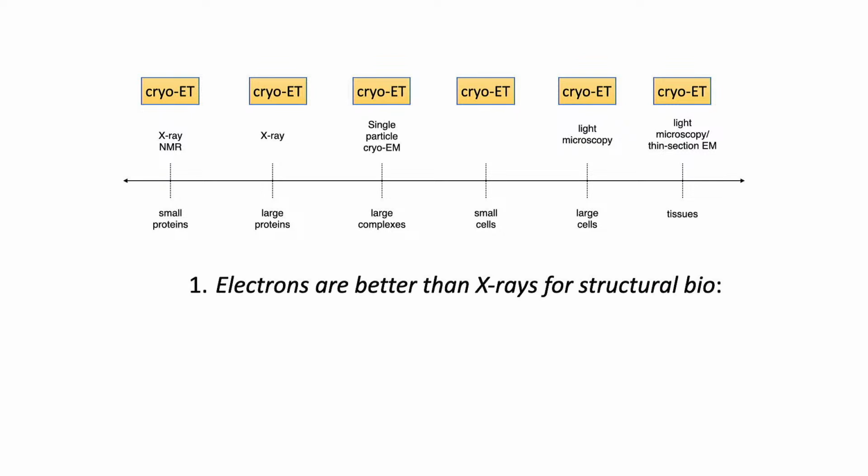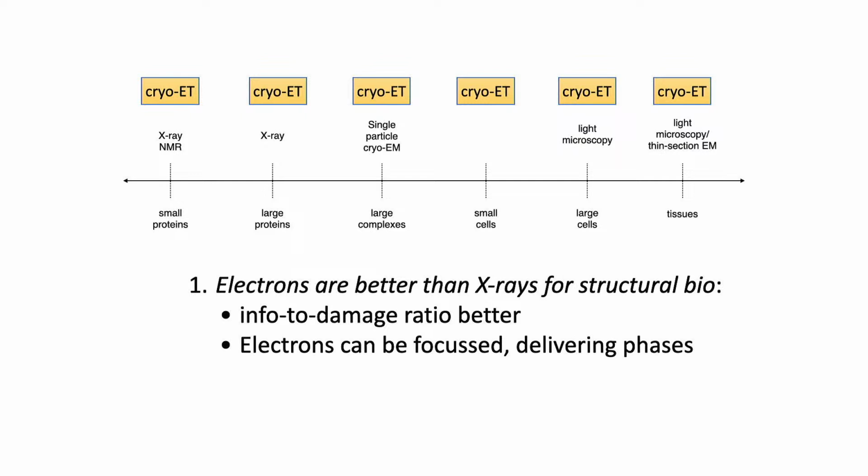Now, is that because I do cryo-ET? Well, here's some fundamental arguments to think about as you go home and ponder whether I'm crazy this weekend. First of all, electrons are just better than X-rays for structural biology. This has been argued by Richard Henderson and others. First of all, the information to damage ratio is better. Also, but mainly, electrons can be focused, giving you phases. You get twice as much information with electrons than X-rays. So if you can do it with electrons, it's going to be better.